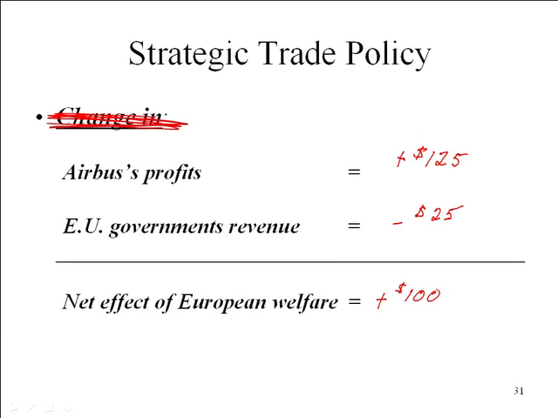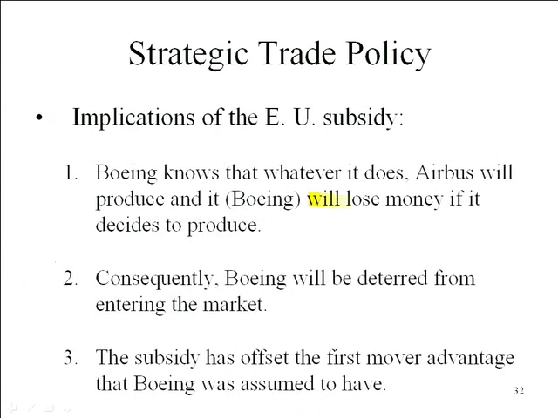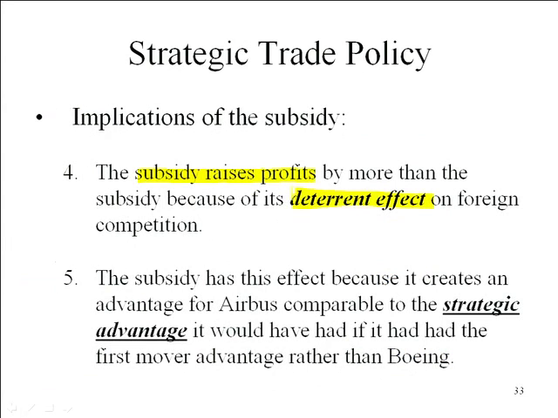Okay, so let's think about what is happening here. Boeing knows that it will lose money if it produces, because Airbus is going to produce regardless. So Boeing is deterred from actually entering the market altogether, even though it had that first mover advantage, which was our assumption. So in this case, the subsidy raises the profits by much more than the subsidy because of the deterrent effect that takes place.